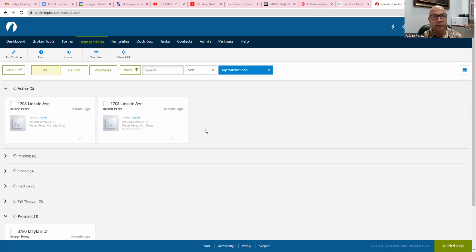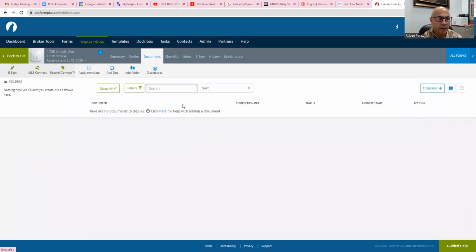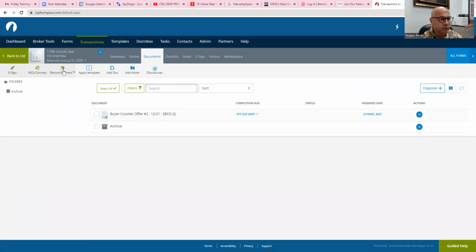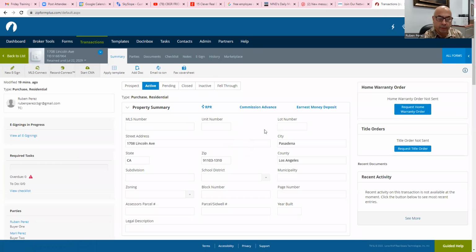So I prepared a little purchase sample or example. I put myself and my wife as a purchaser, just so we can have the process with an actual buyer and seller. This is an actual property that is for sale right now. So let me go to. Yeah, there we go.